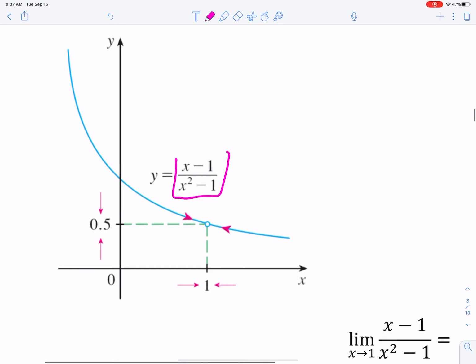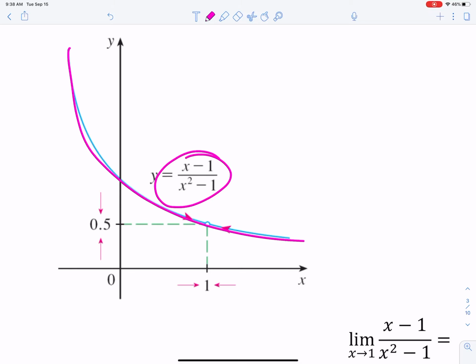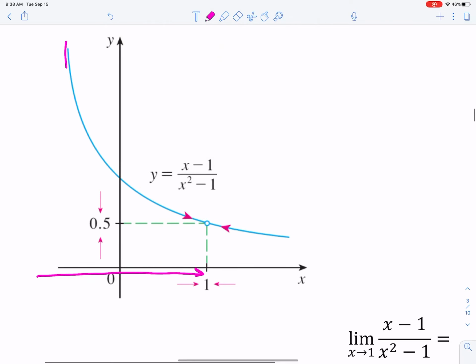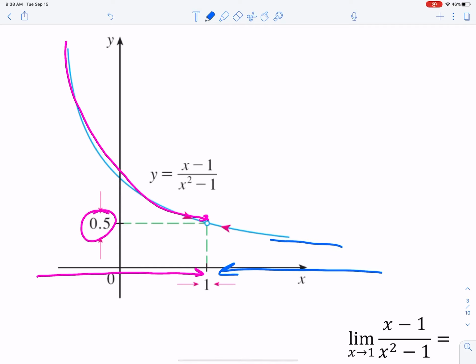So again, here's the function we're working with. As x approaches 1, we're looking at the limit of the function. So here we go. This is the function right here. That's that function graphed. So let's follow it, right? As we approach 1 from the left, follow the curve, definitely approaching 0.5, right? The function value approaching 0.5. And as we approach 1 from the right, follow the curve, again, we're approaching a function value of 0.5.